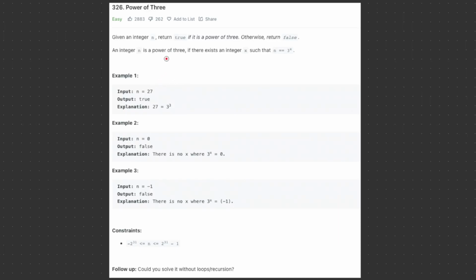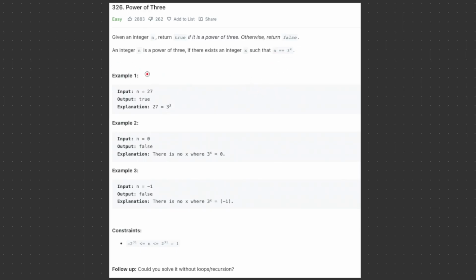Welcome back to AlgoJS. Today's question is LeetCode 326, Power of 3. So we're given an integer n, and we need to return true if it's a power of 3, otherwise return false. Now, an integer n is a power of 3 if there exists an integer x such that n is equal to 3 to the power of x.